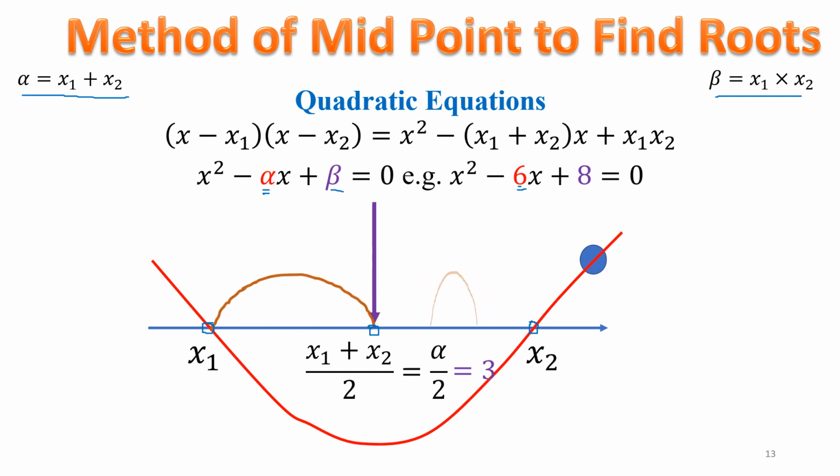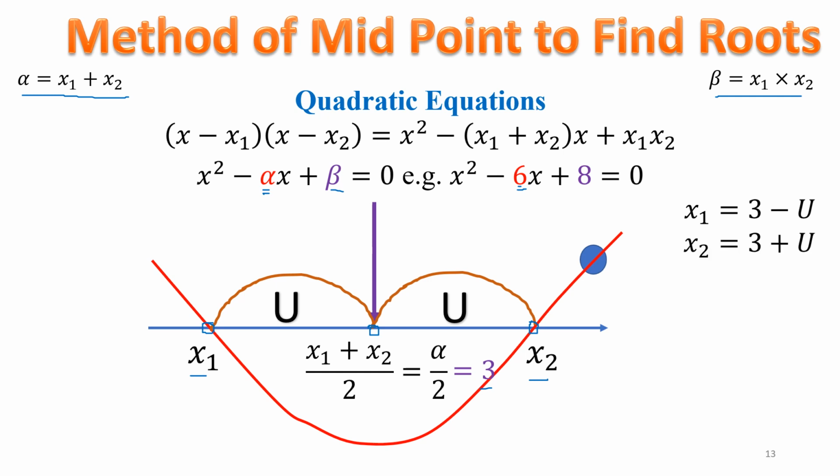Now I can travel an equal distance on either side so that I can reach the first root x1 and the second root x2. So the distance I am going to cover on either side is equal. I can represent that by u. Now the roots: x1 will be 3 minus u. We are going a step u before the midpoint, that is before 3, and a distance u after 3, that is on the right hand side. So x1 is 3 minus u, x2 is 3 plus u.